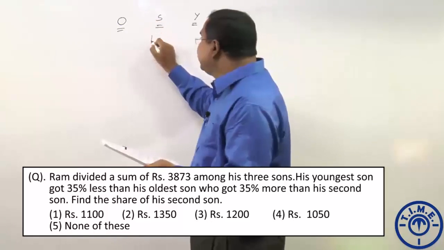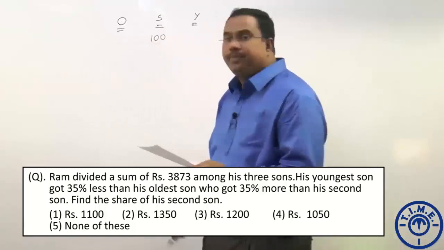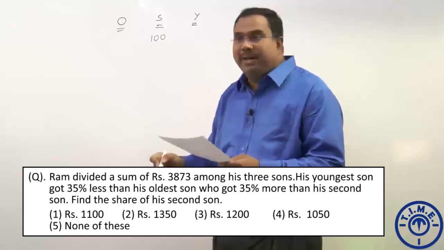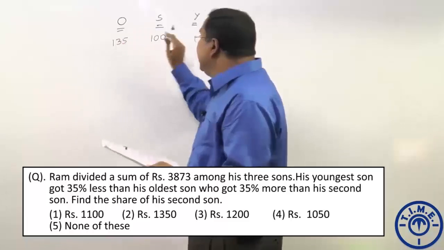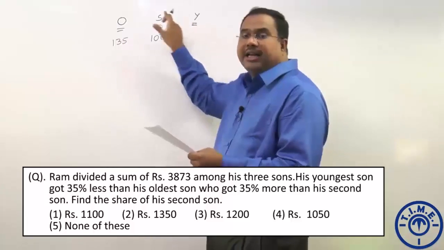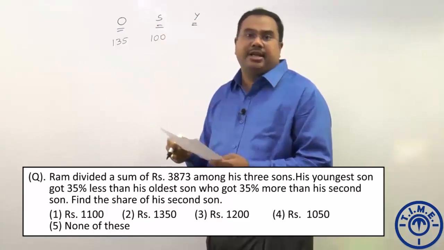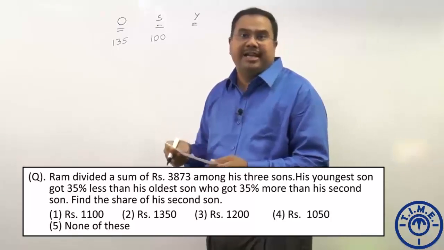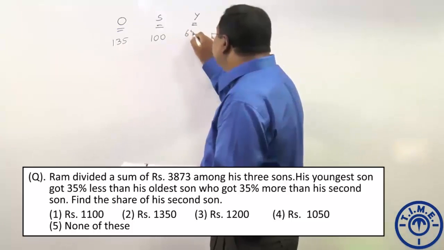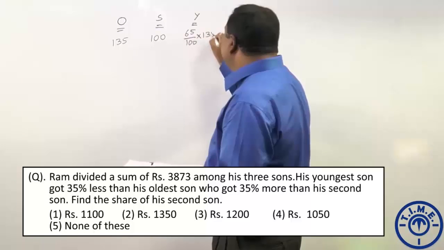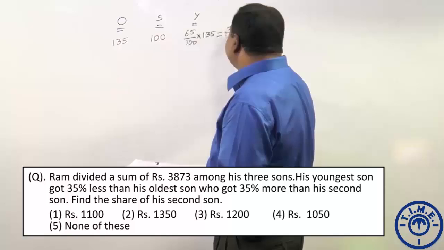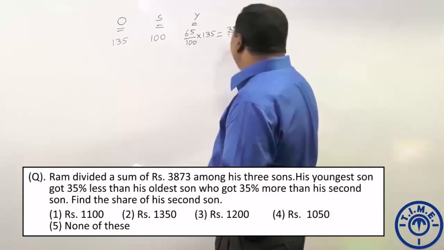Let us take the second son as 100. So, the oldest son will be 35% more, so it will be 135. Now, the youngest son got 35% less than the oldest son. So, 35% less means it will be 65% of the value. So, 65 by 100 into 135. On solving this, we get 351 by 4.